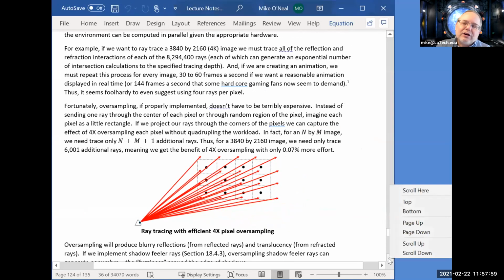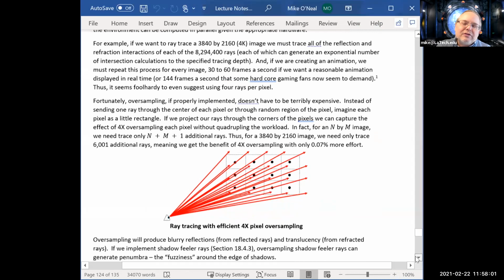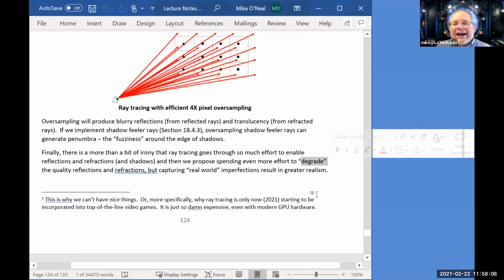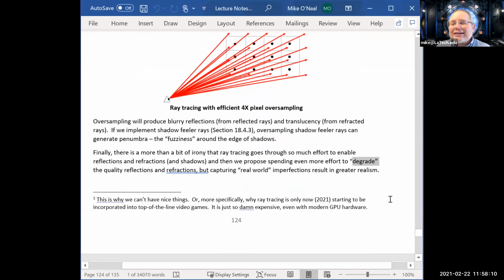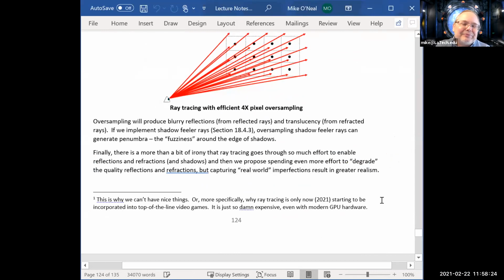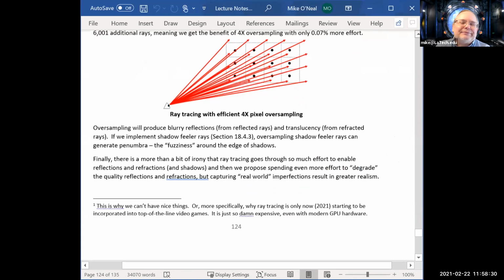Seems sad, though, that you put all this work into making things look perfect, and then you're going to spend extra work to degrade the image to make it less perfect. The irony of that is not lost on me. But the real world is not perfect, and so it's going to cost you money to capture real world imperfections. So, anyway. Also, yeah, this is why we can't have nice things comment.